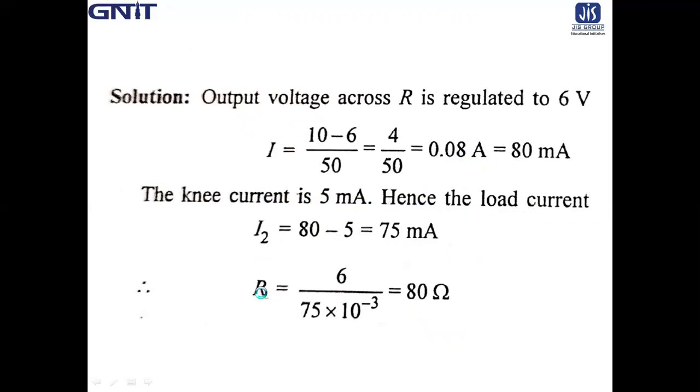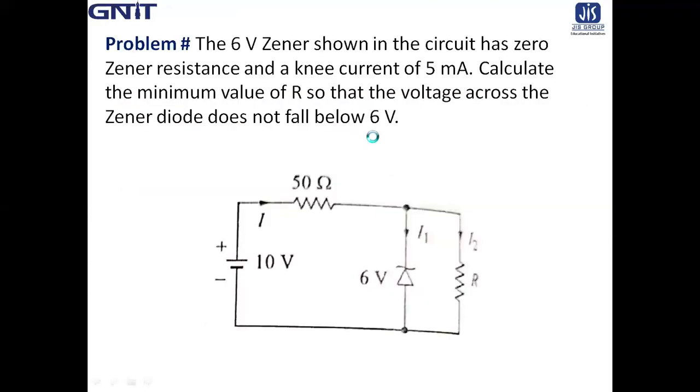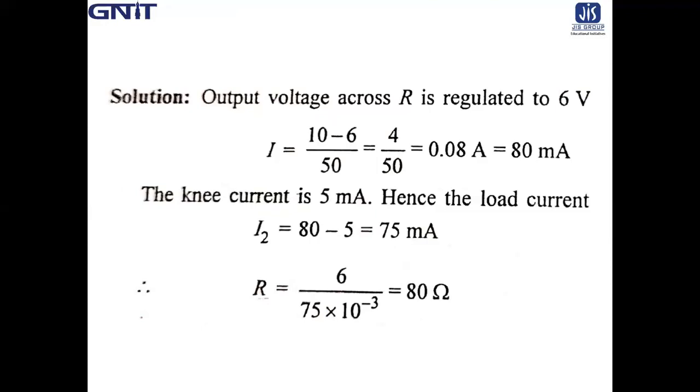Therefore, the resistance R is 6 volt by current. So 6 volt by 75 milliampere, 75 into 10 to the power minus 3, which is 80 ohm. So the minimum resistance value is 80 ohm, so that the voltage across the zener diode does not fall below 6 volt. Okay, so this type of problem normally comes in semester as well as GATE type questions.